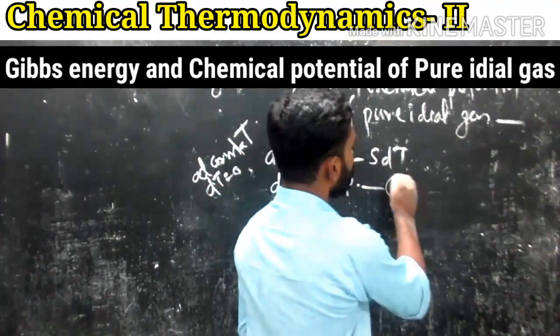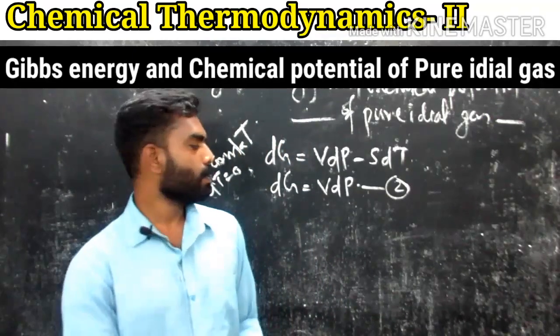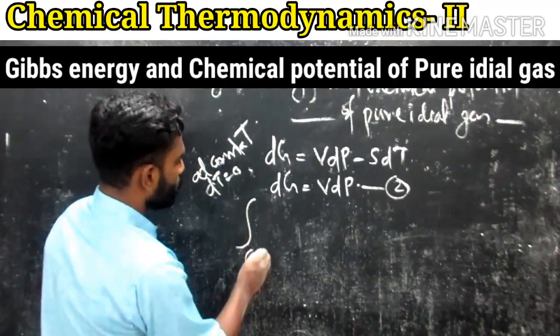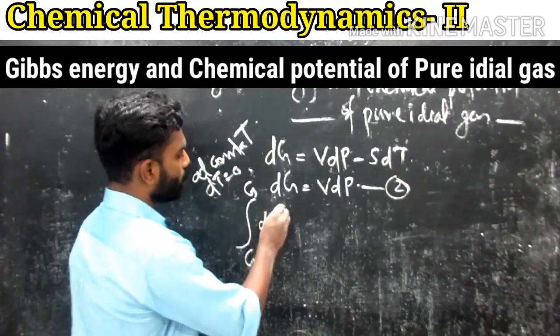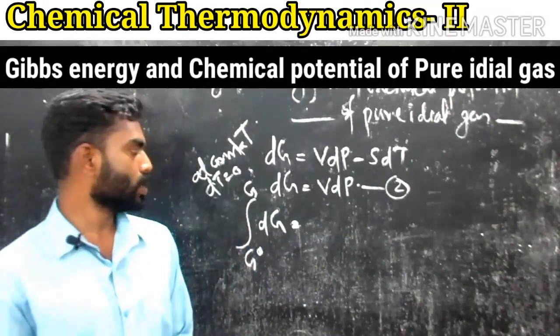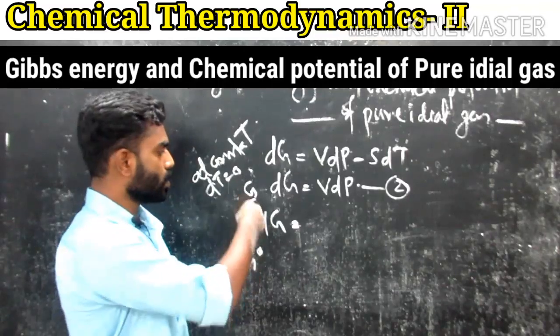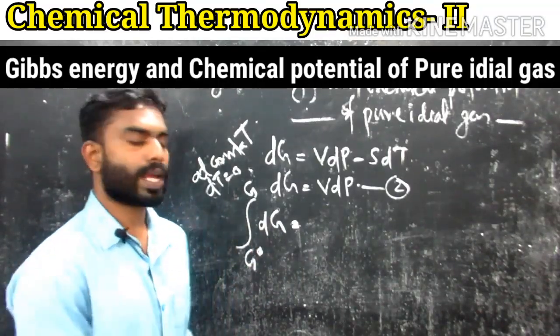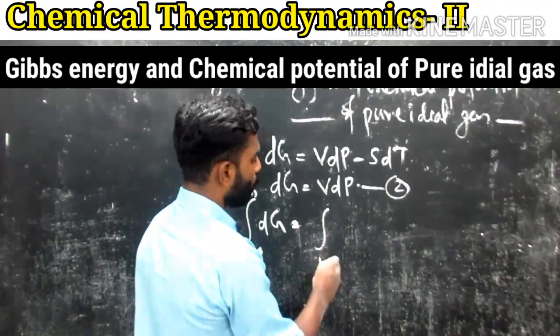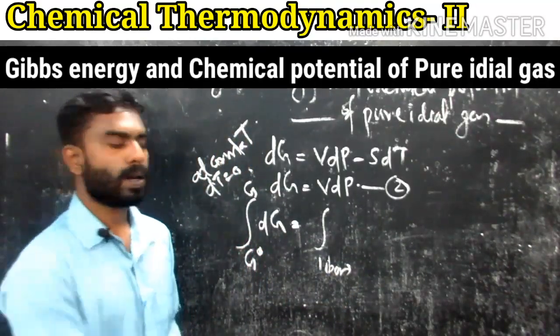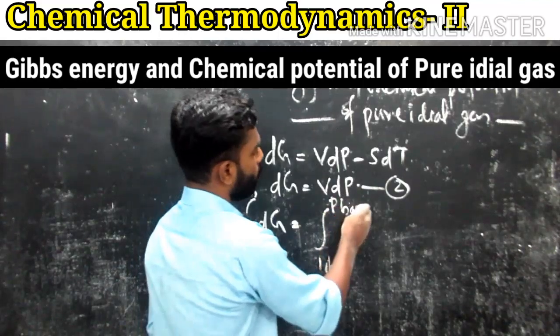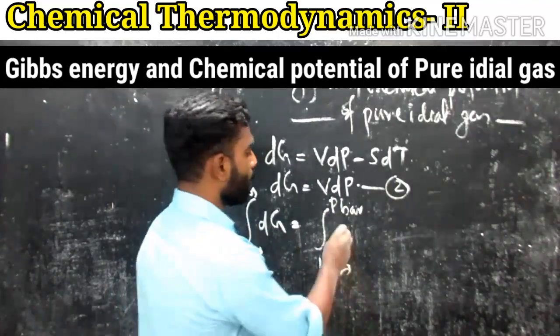We can integrate 2 with the specified limits: G0 to G, delta G is equal to the integration from 1 bar to P bar of VdP.